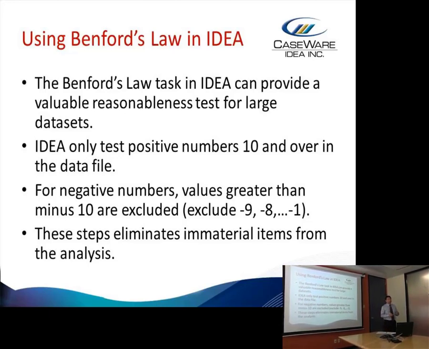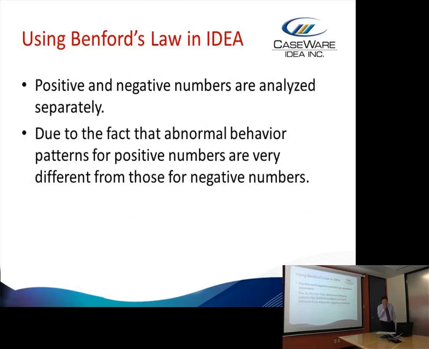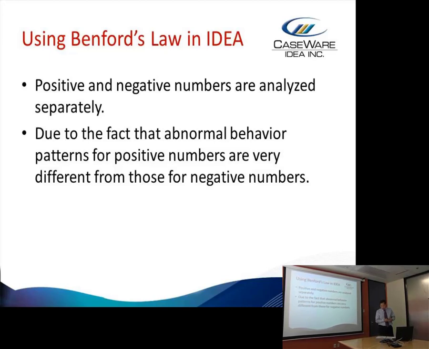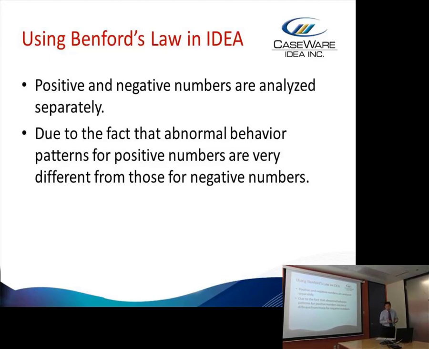These steps eliminate immaterial items from the analysis, that is, eliminating the tens. Positive and negative numbers are evaluated separately, as the motivation to manipulate is the opposite for each type. So for instance, where financial result numbers are positive, management may wish to report higher amounts for the purposes of bonuses or to benefit the stock prices. Where the financial result numbers are negative, management may want to move it up closer to zero.